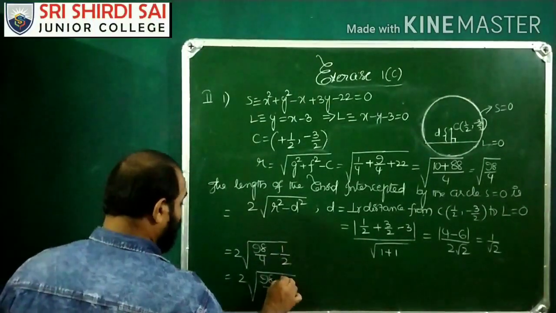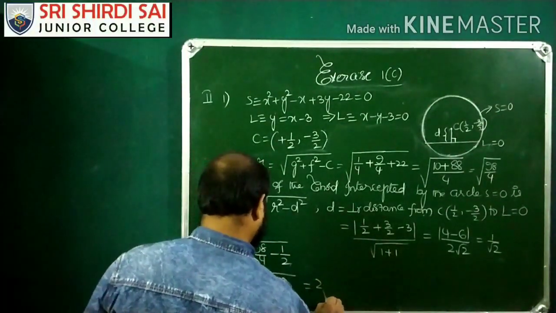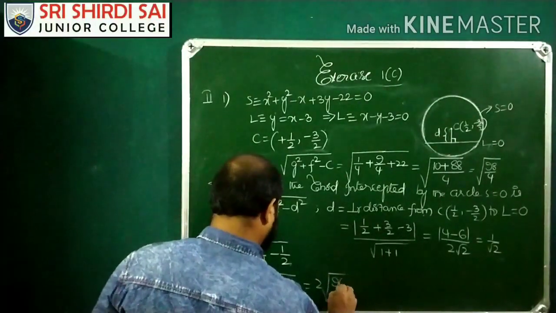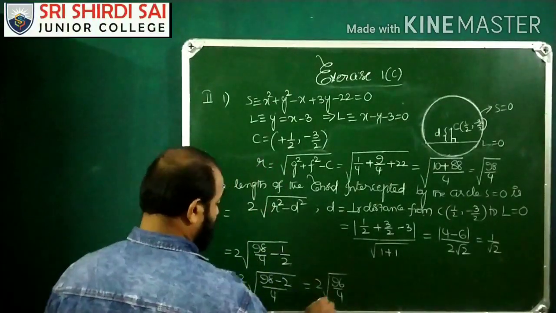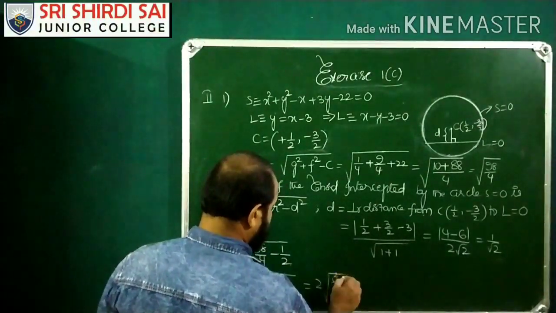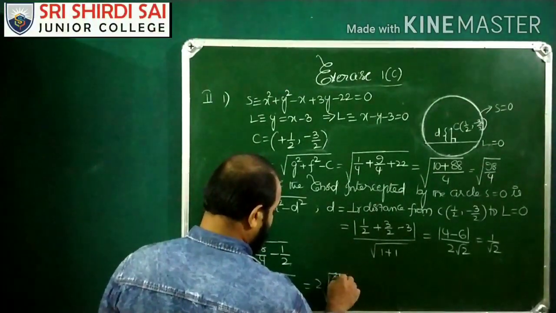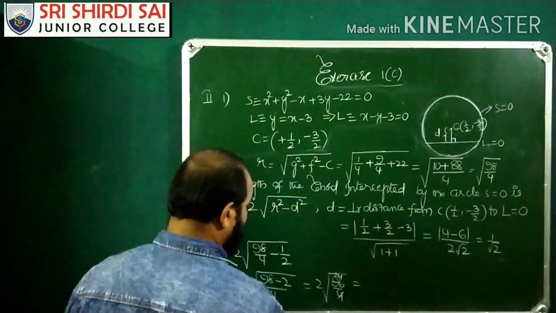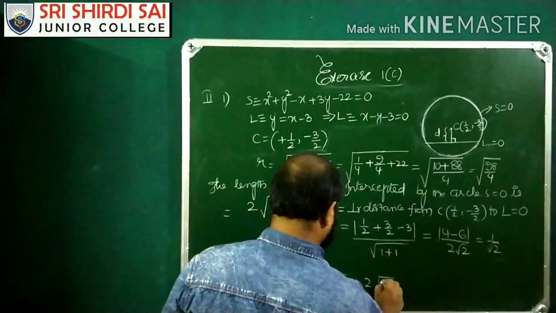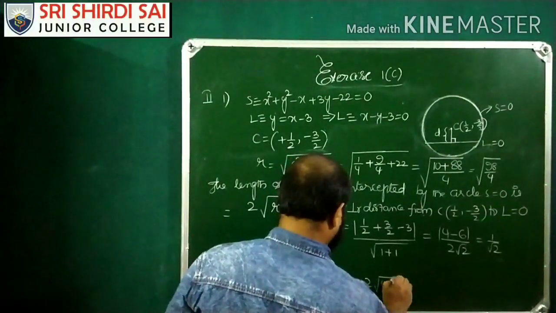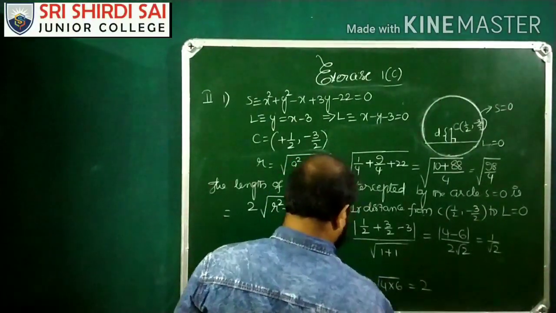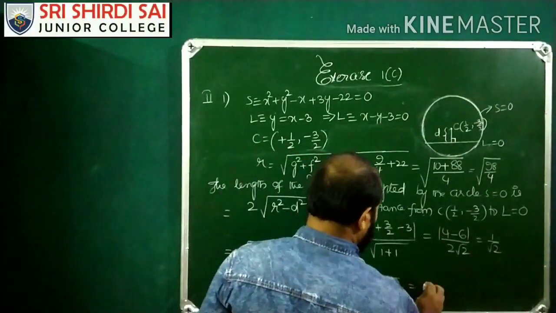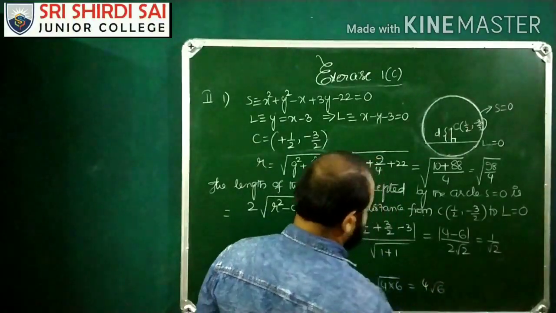2 into 1 2. That is equals to 2 root of 98 minus 2 is 96 by 4. So 4 2's are 4, 4 1's are 4, 4 4's are 16. So 2 root 24. 2 into 4 6 are 24. So 2 into root 4 is 2. 2 into 2 is 4. So 4 root 6.